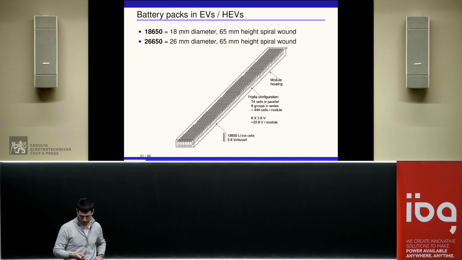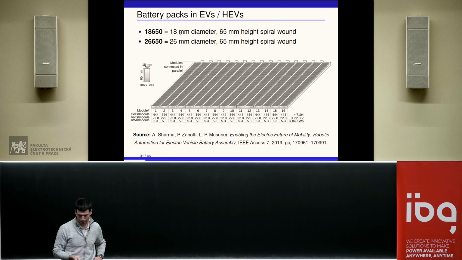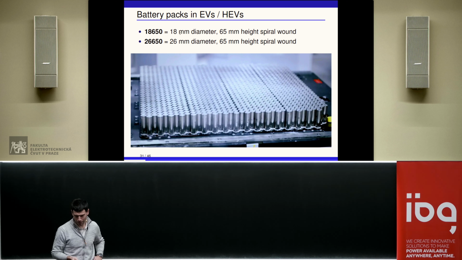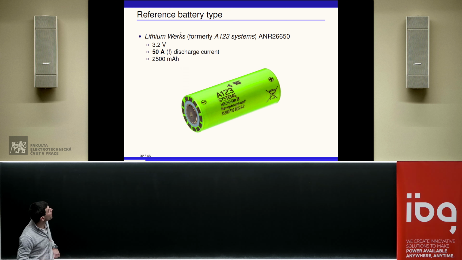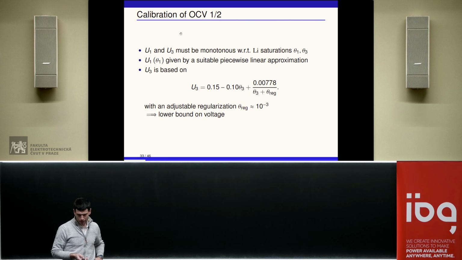The validation was made using cells that actually appear in electric vehicles. The large batteries really consist of these small cylindrical cells. This is, for example, how it looks in Tesla, and this is how it looks in reality. This is a Panasonic cell. This is not the one used in Tesla. And this is the battery that we used for the experiments and for the evaluation.